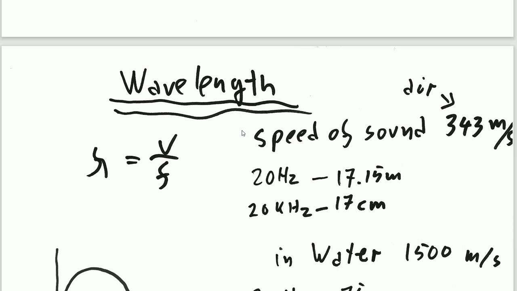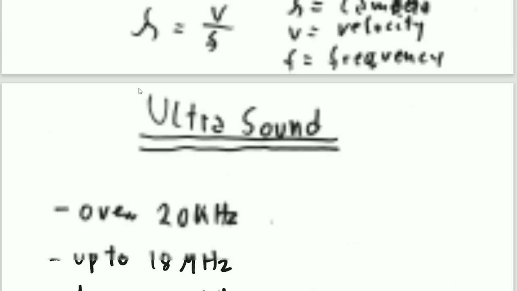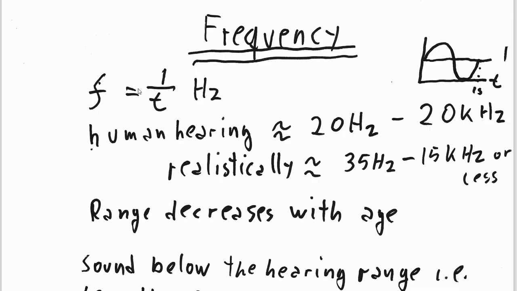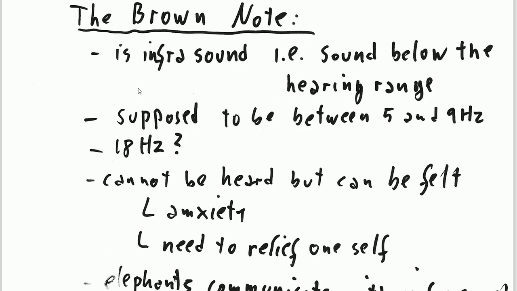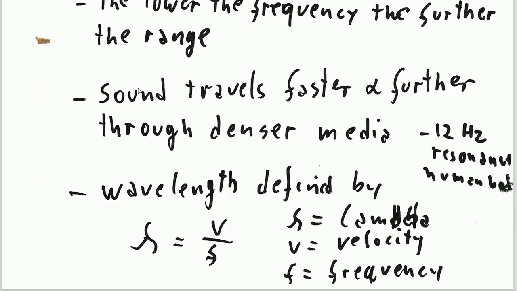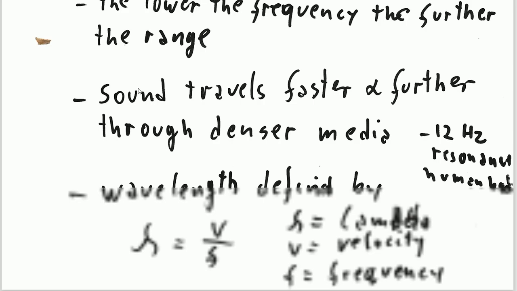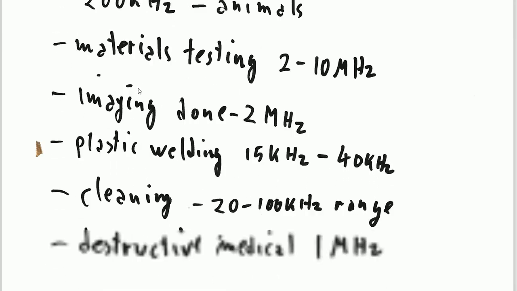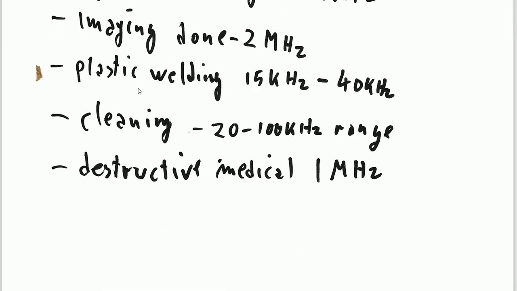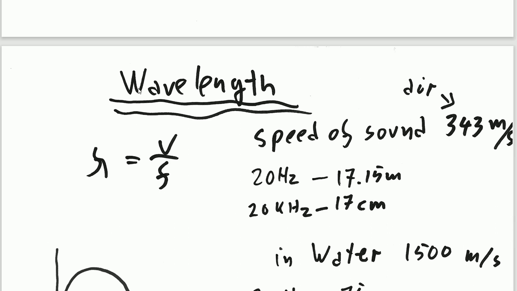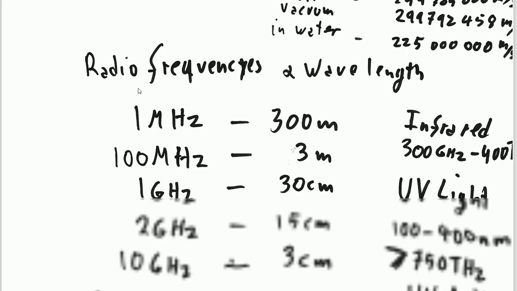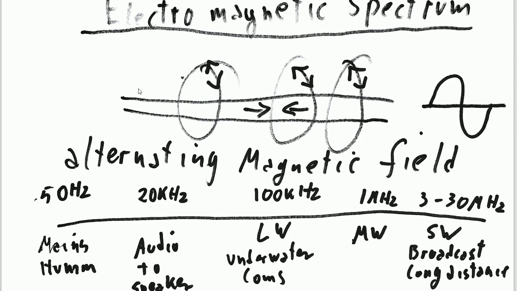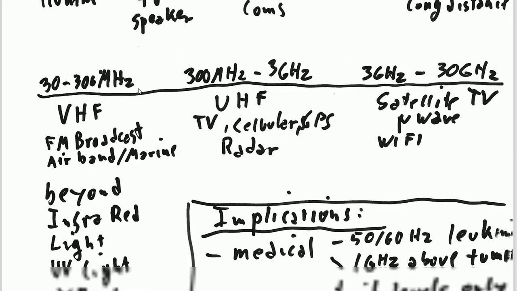And that's all about frequency. What did we look at? We looked at frequency, the brown note, the ultrasound, a bit of that, and wavelengths, what wavelengths are all about, and a little bit of the electromagnetic spectrum, how this all works together.